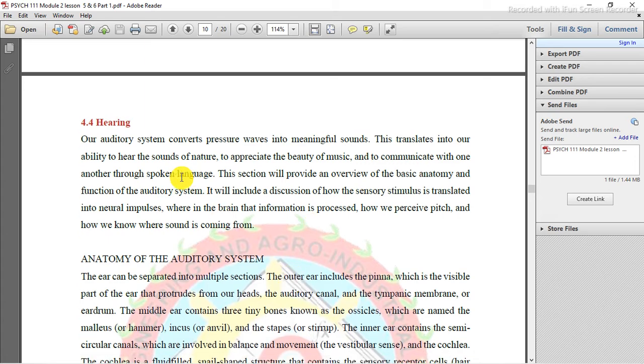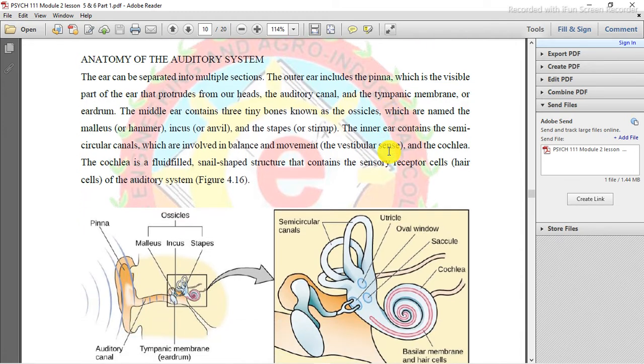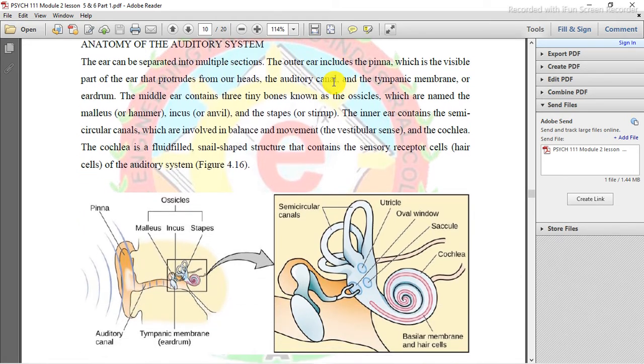And the hearing naman, or our auditory system, yung audition, converts pressure waves into meaningful sounds. Yung may naririnig tayo. Okay? So ito yon, ito yung concern natin, no? So the ear can be separated into multiple sections. The outer ear includes the pinna.